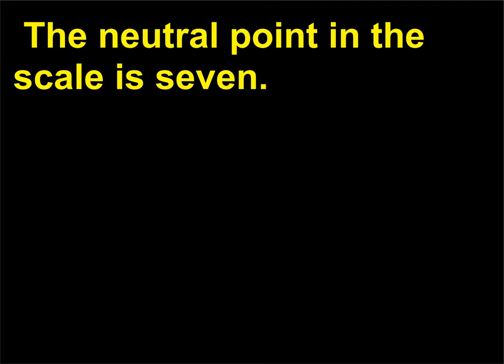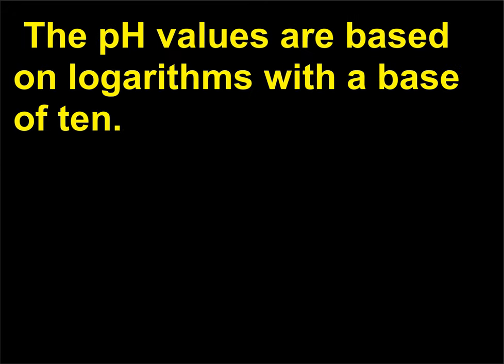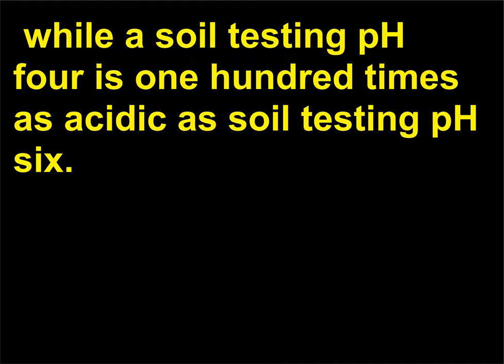The neutral point in the scale is 7. Soil testing below 7 is said to be acidic; soil testing above pH 7 is alkaline. The pH values are based on logarithms with a base of 10. Thus, a soil testing pH 5 is 10 times as acidic as soil testing pH 6, while a soil testing pH 4 is 100 times as acidic as soil testing pH 6.